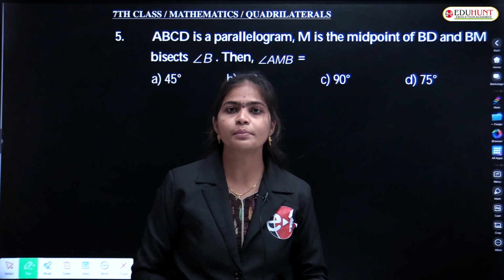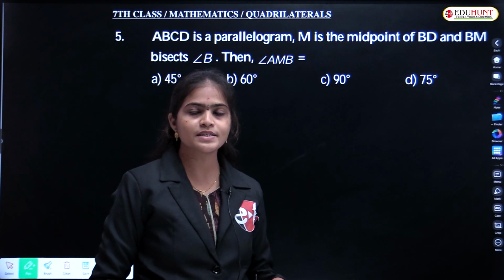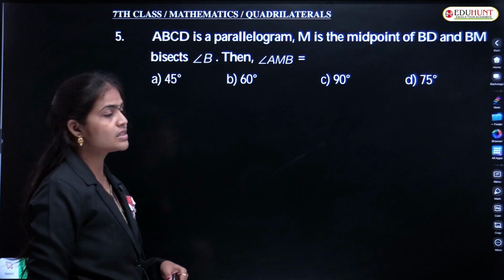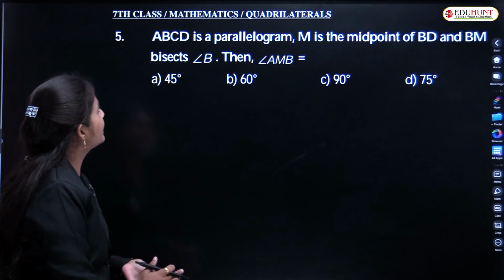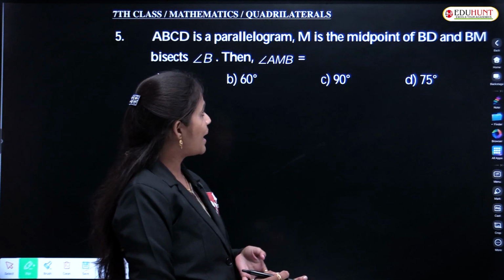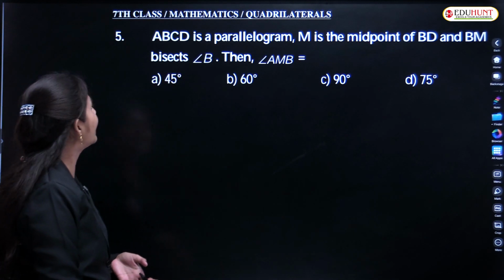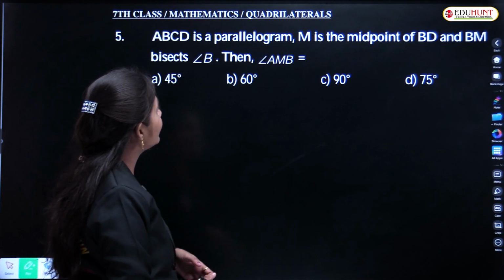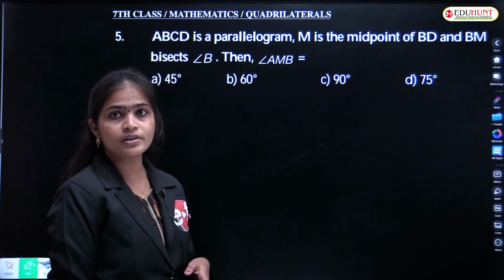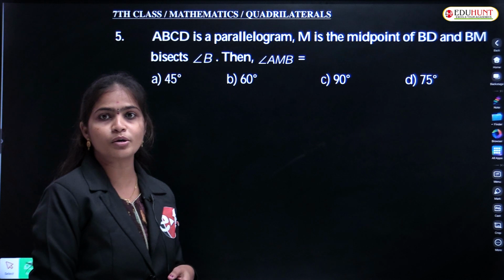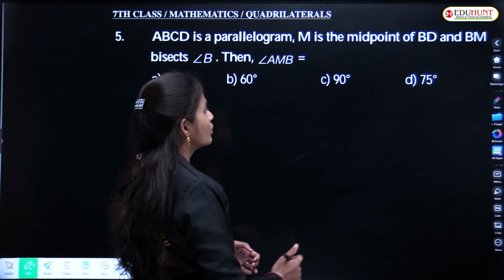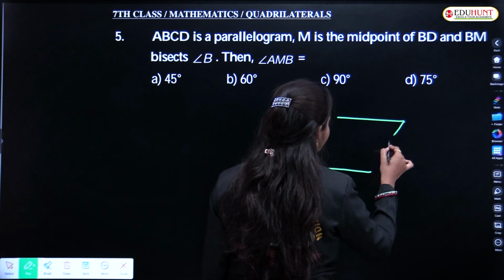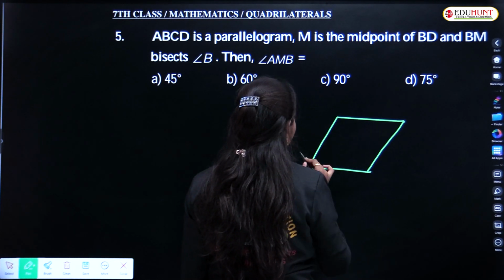Hi children, so in the previous video we discussed up to 4 problems, no? So this is worksheet 2, here problems 5 onwards, let us see here. ABCD is a parallelogram, M is the midpoint of BD and BM bisects angle B, okay? Then angle AMB. Before going to discuss the problem, we have to draw the diagram. For this type of questions, always you have to draw the diagram, then only you will get that clarity.